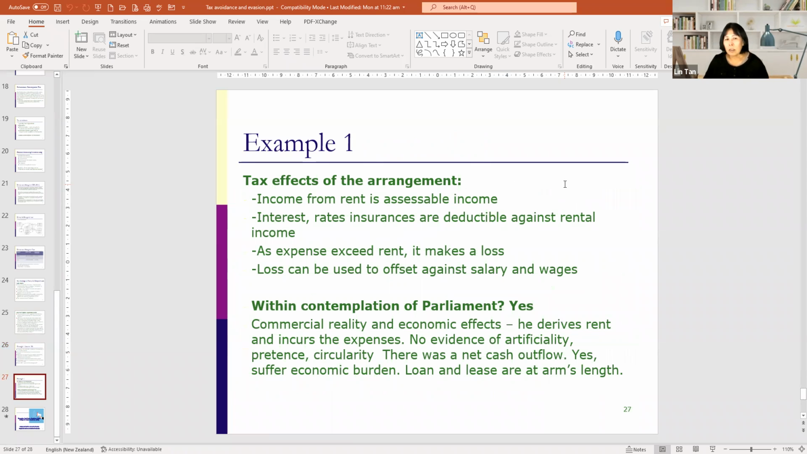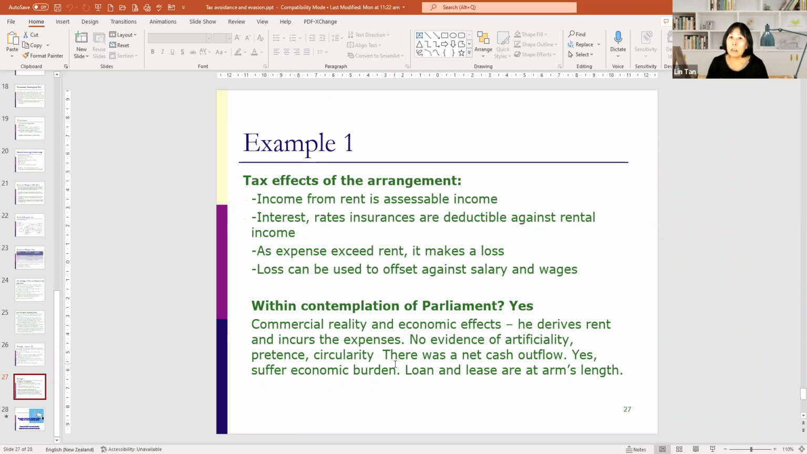So the Inland Revenue says, in that sort of situation, they don't see anything fishy about it. They actually did let out the property and they did receive rental income. They did incur those expenses, right, on interest on borrowings. They did pay rates, insurance, and therefore within the Act, they're allowed to claim those as a deductible expense. And if the expense exceeds the income, it will give rise to a loss. Within the income tax legislation, if there is a loss, the loss can be used to set off against the salary and wages. So even though it reduces their taxable income, they say such a situation is within the contemplation of Parliament, right? It reflects commercial reality and it has the economic effects. Everything is at arm's length, and therefore it is not a tax avoidance arrangement.